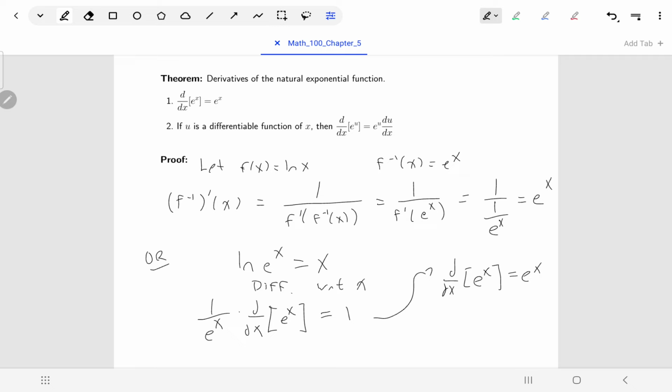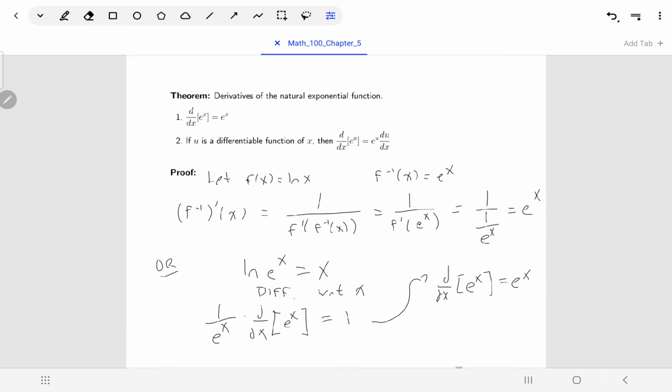One other little thing I can say here, if we were thinking about the proof of 2, now that we've shown that 1 is true, 2 is kind of automatic because of the chain rule. If you're looking at the derivative of e to the u with respect to x, you'd have the derivative with respect to u, which is just itself, times the derivative of u with respect to x. So this is really just the chain rule repackaged using the derivative of e to the x.